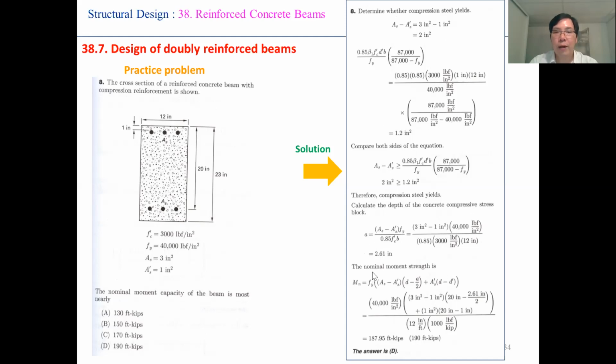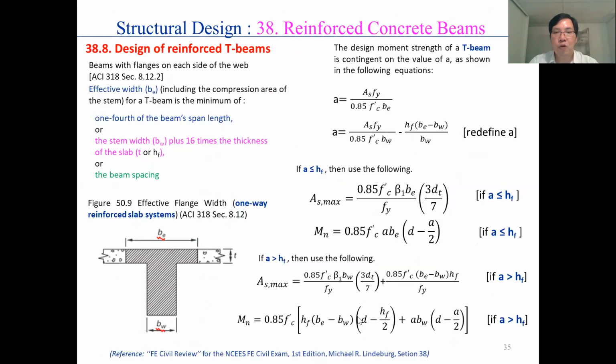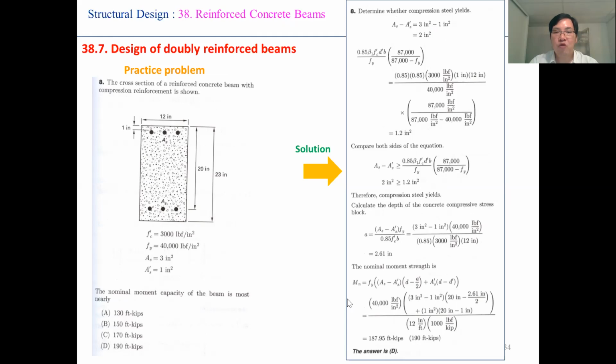And after, you can calculate the nominal moment strength by this equation given by the theory. And finally, you can find the solution and the result for the nominal moment strength. Mn equal to 187 feet times kips. So you compare with the options in the practice problem, you can find that the good answer is D.